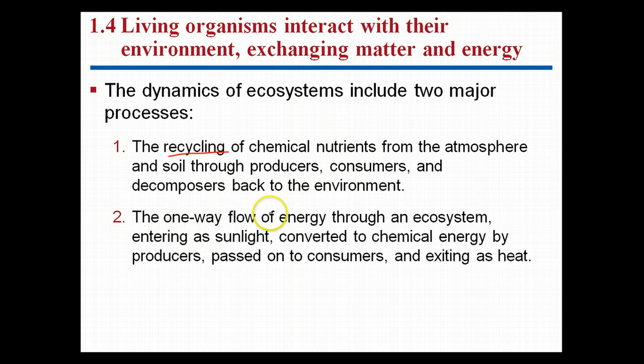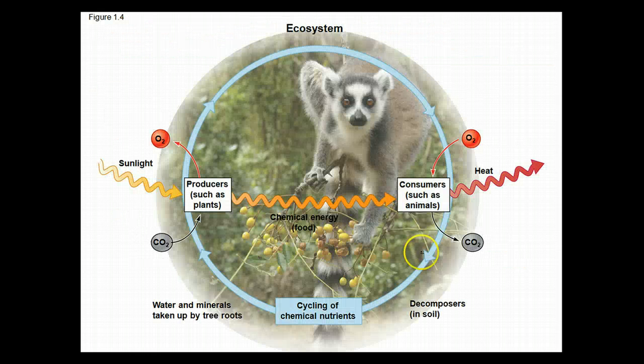There's also some one-way flow of energy, and this is going to be more from your food chain. So as it passes, you get sunlight, it's passed to a producer, and then passed to a consumer, and then eventually it kind of leaves as heat. So those are your two kind of dynamics when it comes to ecosystems. All right, so you can kind of see the little lemur guy and what he's eating. Here's the ecosystem.